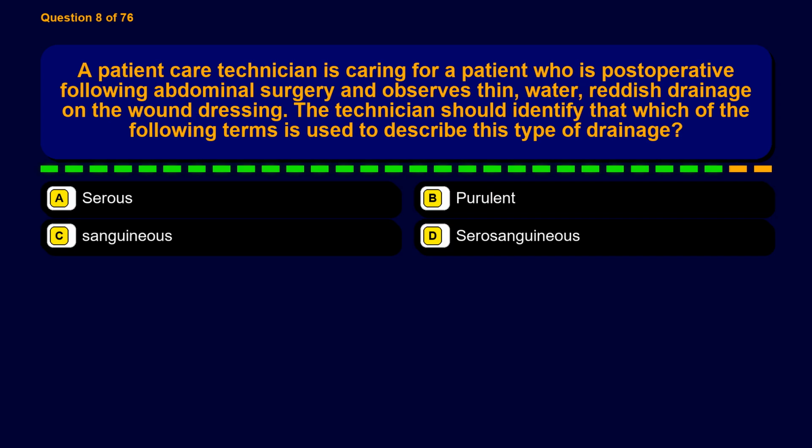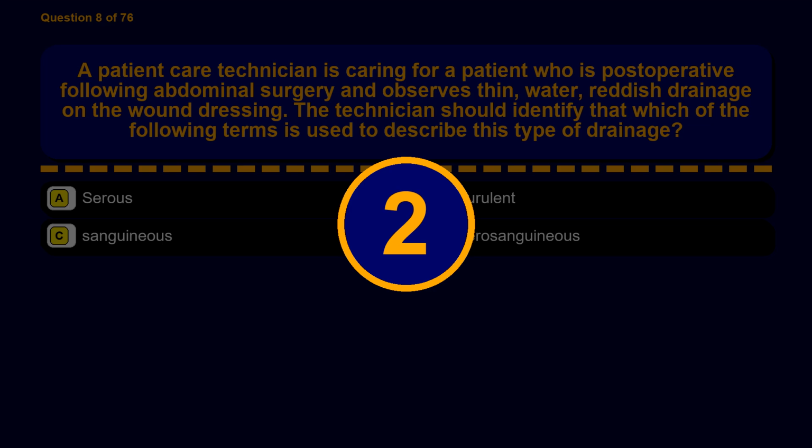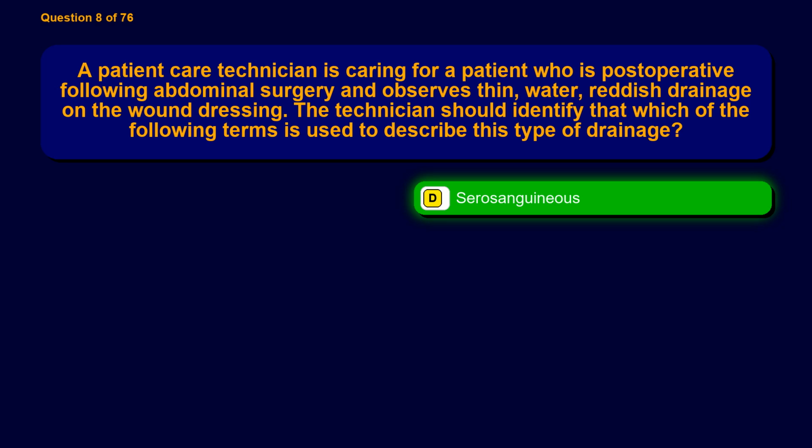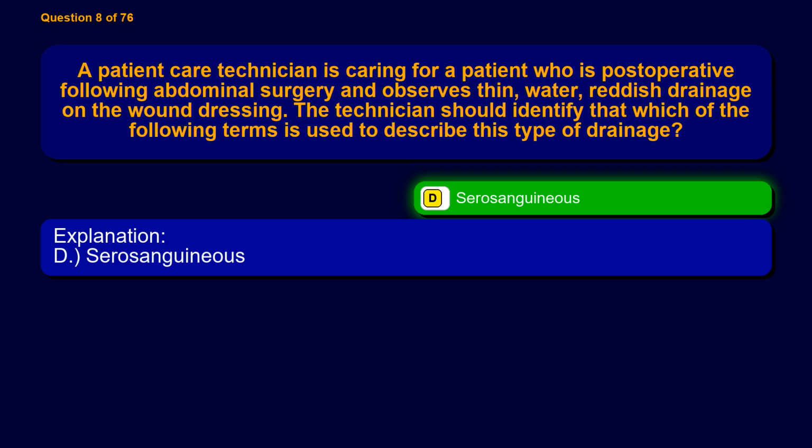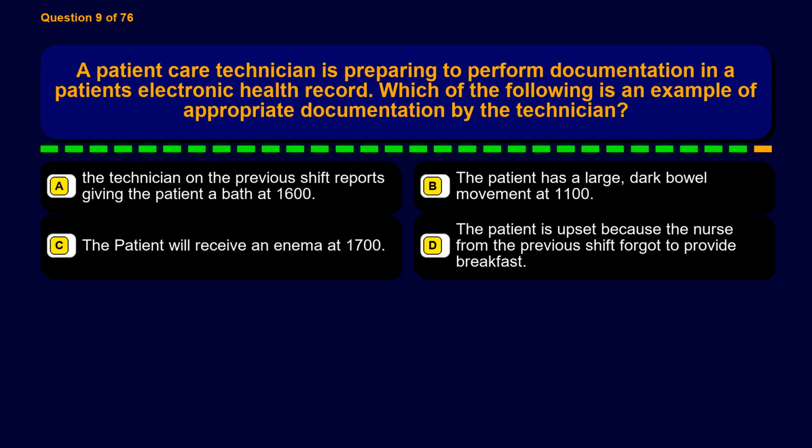Question 8. A patient care technician is caring for a patient who is postoperative following abdominal surgery and observes thin, watery, reddish drainage on the wound dressing. The technician should identify that which of the following terms is used to describe this type of drainage. Option A, serous. Option B, purulent. Option C, sanguineous. Option D, serosanguineous. The correct answer is option D, serosanguineous.